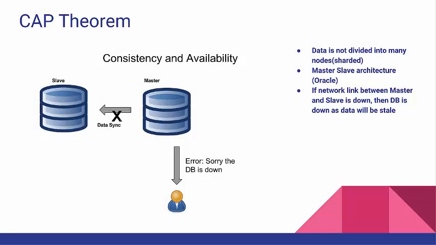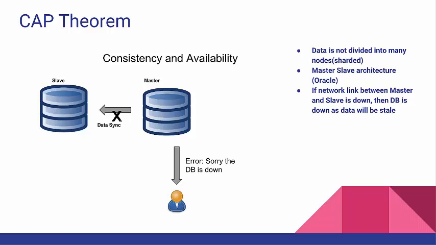Finally, let's look at databases that implement consistency and availability. These systems don't typically shard data, and they tend to have a master-slave architecture with data syncing from master to slave. If everything is fine network-wise, the data is consistent and is always available, and everything is hunky-dory.